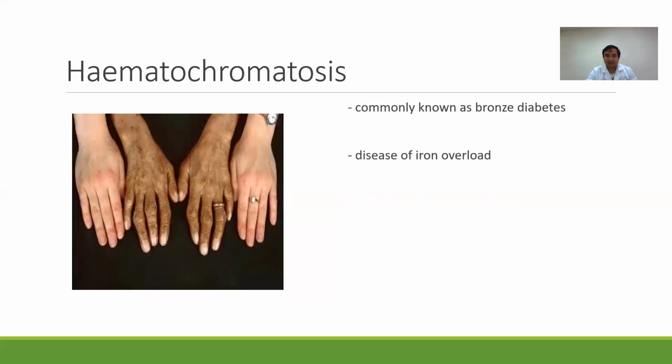Another important but rare cause is hemochromatosis. Theoretically, you should know, because some of the teachers are fond of asking the question, what is bronze diabetes? Bronze diabetes means the person with hemochromatosis has a bronze skin color, and they also have diabetes. That's it, bronze diabetes, and this condition can also cause cirrhosis.